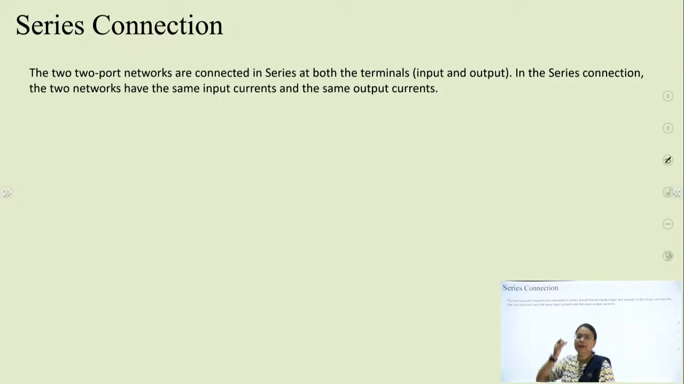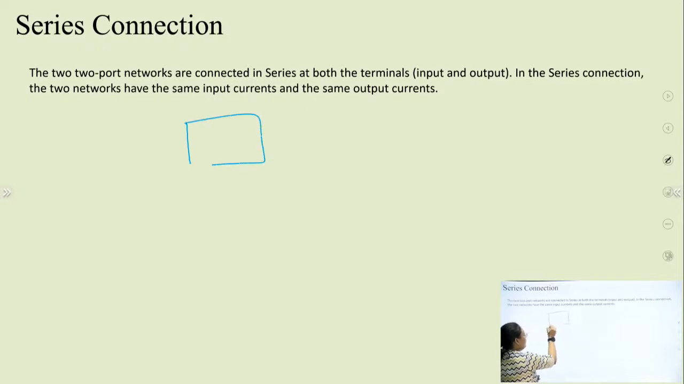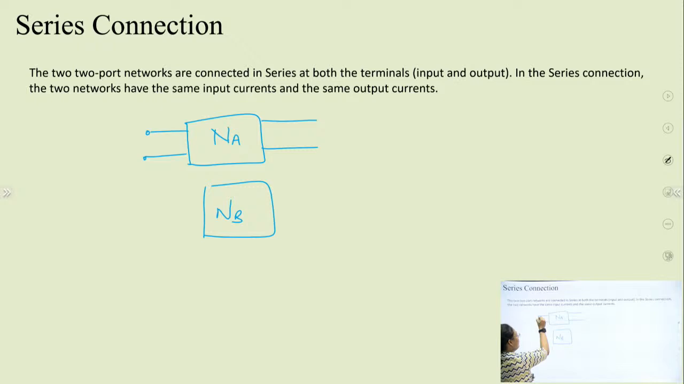Now, if we have two two-port networks, how do we connect them in series? I am taking two different networks. Let's say network 1 is represented by NA, and another network is represented by NB. NA has two terminals at the input side and two terminals at the output side, because it is a two-port network. Similarly for NB.